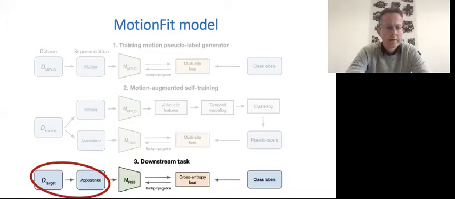Okay, so this is the basics of the model. And what I have now shown is how you can augment an RGB appearance model using optical flow in a self-training way. So on this big source set in the middle, we don't need any labels. That is the main benefit.